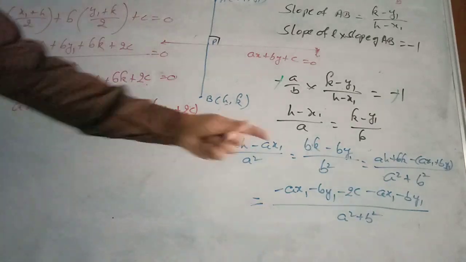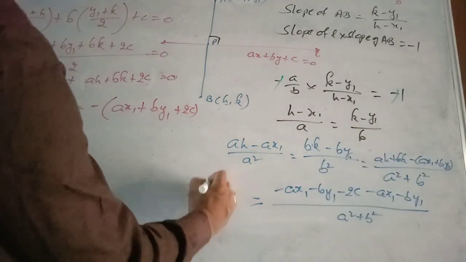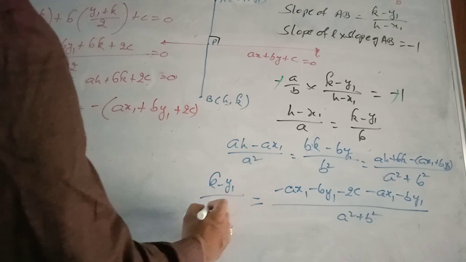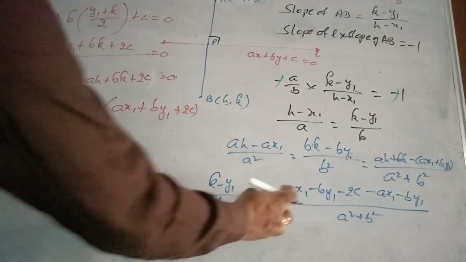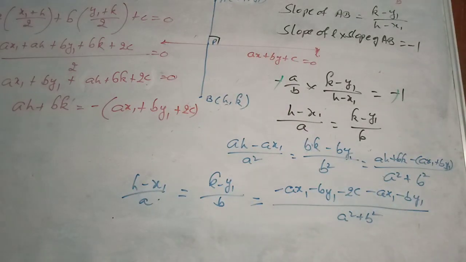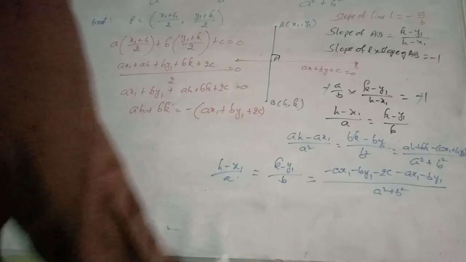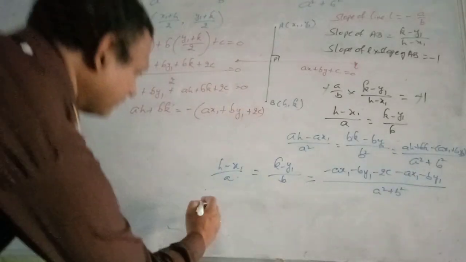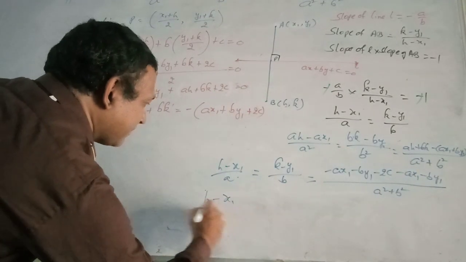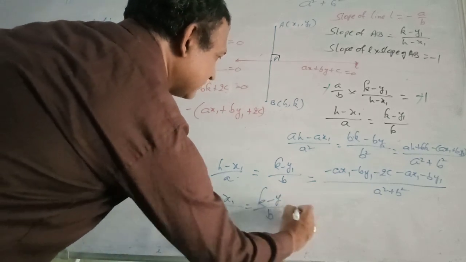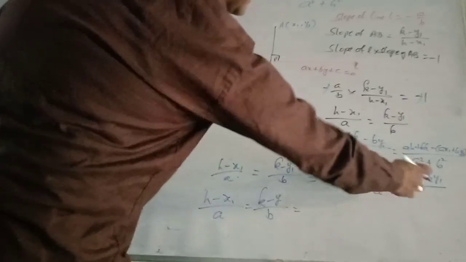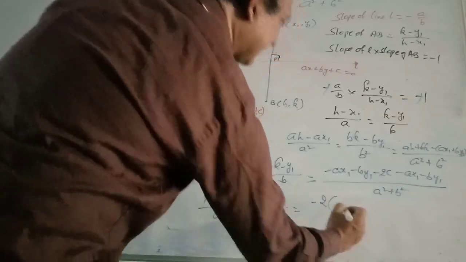So that is nothing but where we are getting this one, K minus Y1 by B, that is H minus X1 by A. Now minus AX1 minus AX1 is minus of 2AX1. We can write H minus X1 by A is equal to K minus Y1 by B is equal to minus 2AX1 minus 2BY1. So minus 2 I can take common.